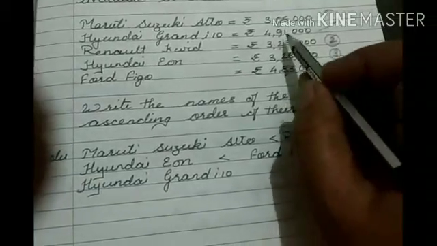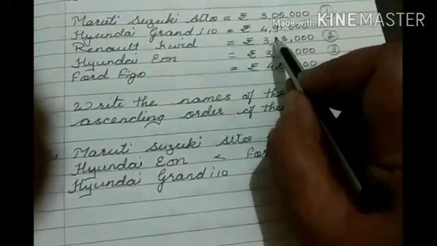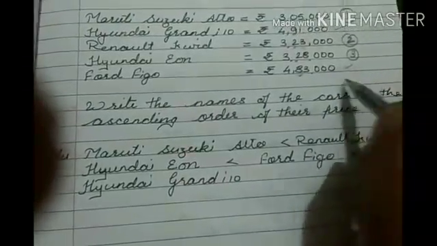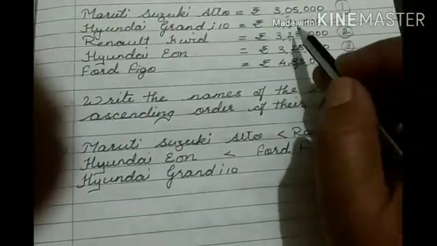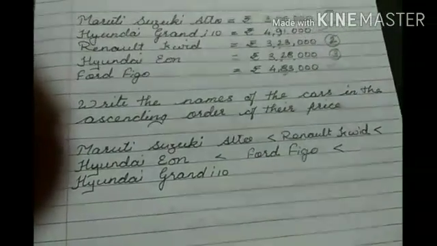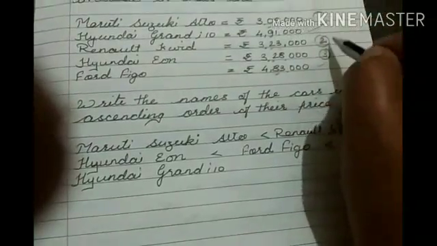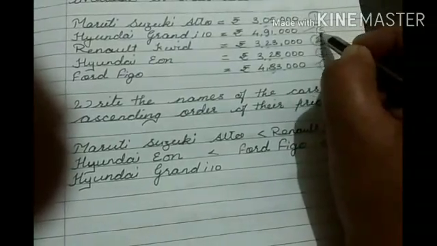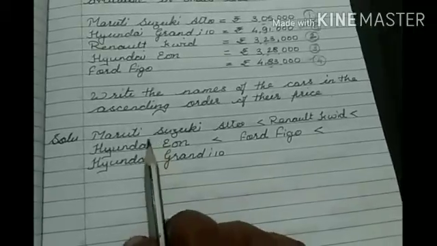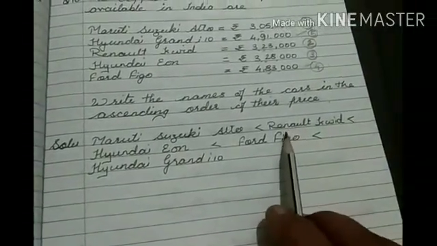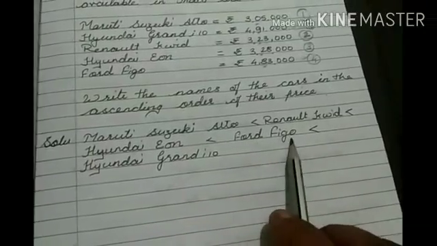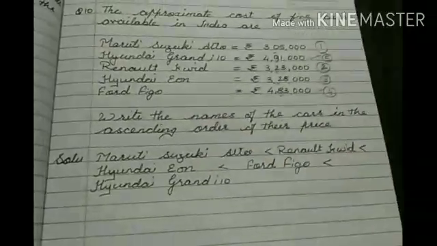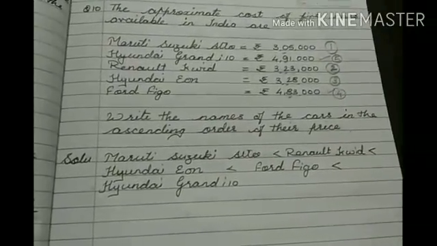Because these two numbers have 4, as I have told already, compare this number. It has 9 and it has 8. So 9 is greater than 8. So this has to become fourth, and this is the fifth one. So arrange according to price: Maruti Suzuki Alto, then Renault Kwid, Hyundai Eon, Ford Figo and Hyundai Grand i10. Okay, I hope you understand the successor, predecessor, comparing the numbers, greatest, larger, everything.